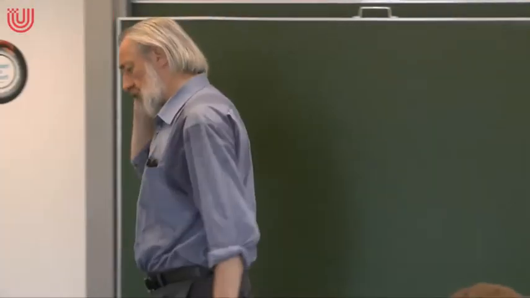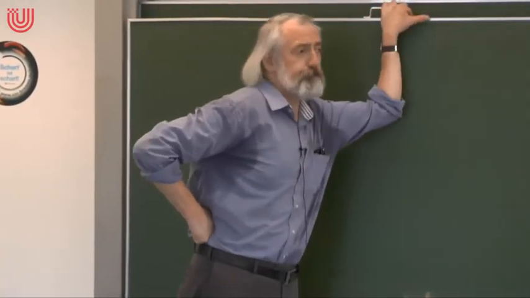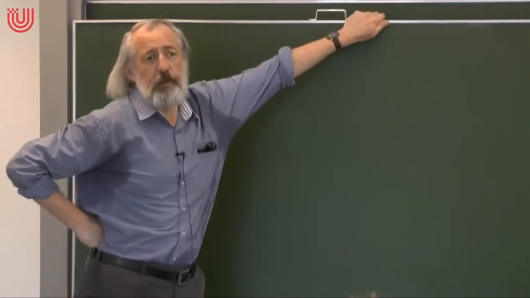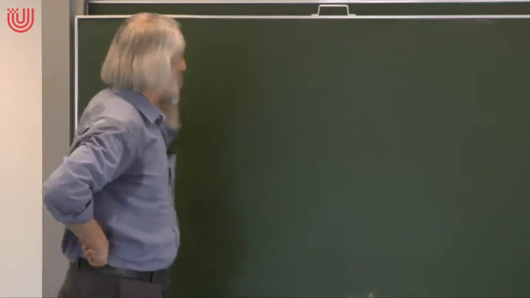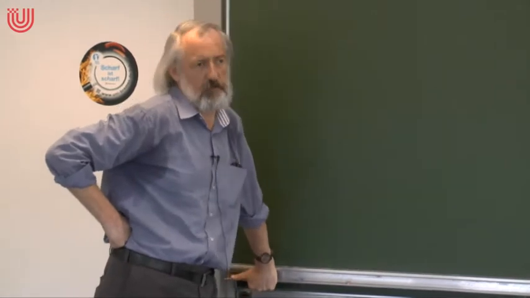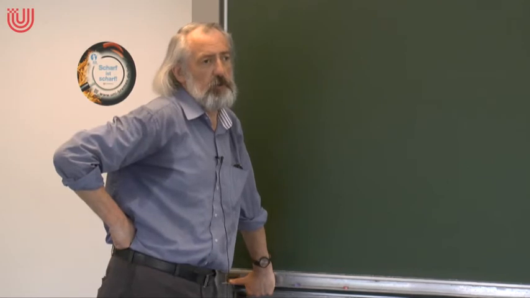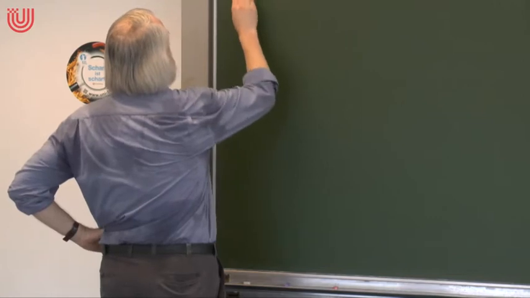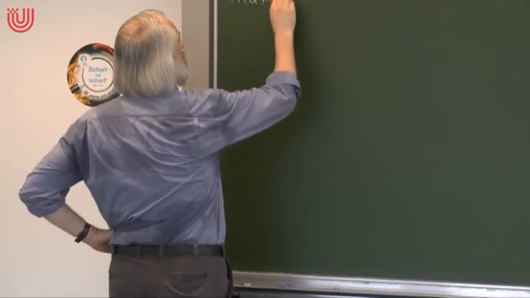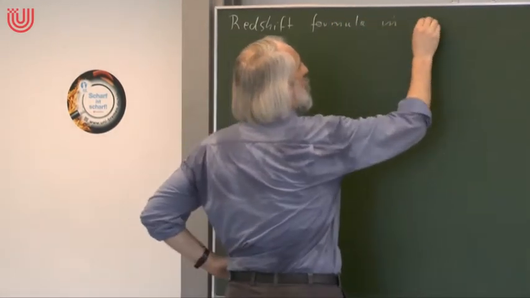And well, we know the redshift formula in an unperturbed Robertson-Walker spacetime. This was fairly simple. But now we have the perturbations, and then we need a more general formula. So what I will do first is derive a completely general redshift formula, which holds in any general relativistic spacetime. And then we will specialize to a perturbed Robertson-Walker spacetime. So that's the redshift formula in arbitrary spacetime.